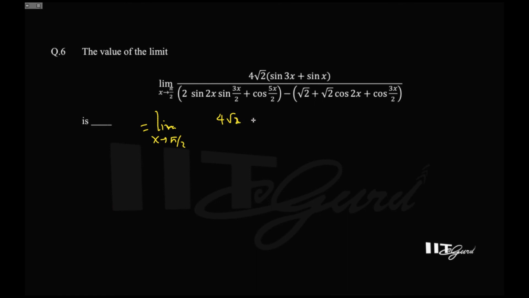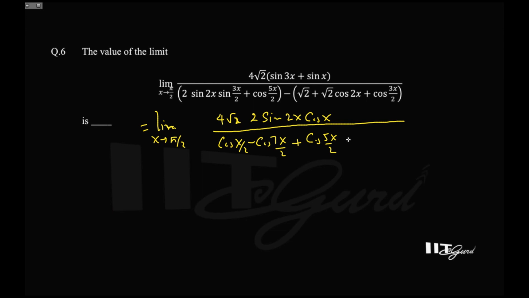For sin C plus sin D, 2 sin (C plus D) by 2 cos (C minus D) by 2, that is 2 sin 4x by 2, that is 2x, and here you will get cos x. Now in the denominator, if you see 2 sin A sin B, cos (A minus B) minus cos (A plus B), so for this you write cos x by 2 minus cos 7x by 2 here. Later on, cos 5x by 2 is also there, copied out.